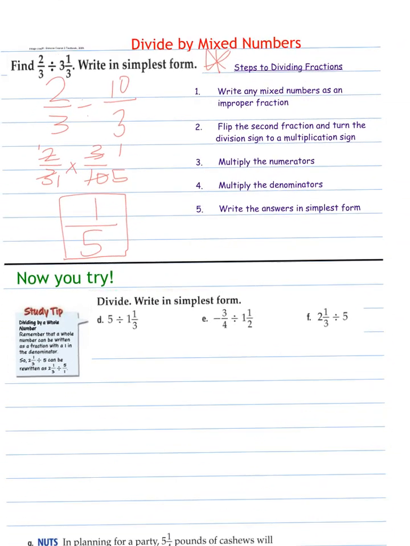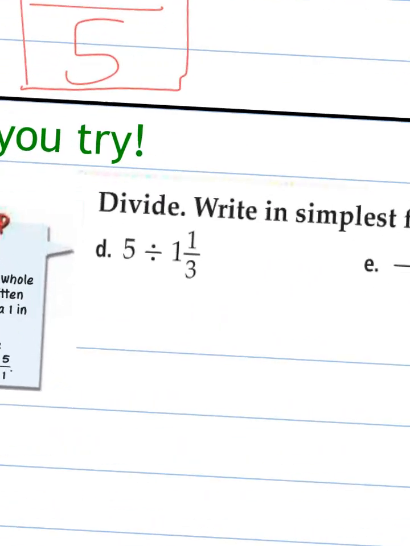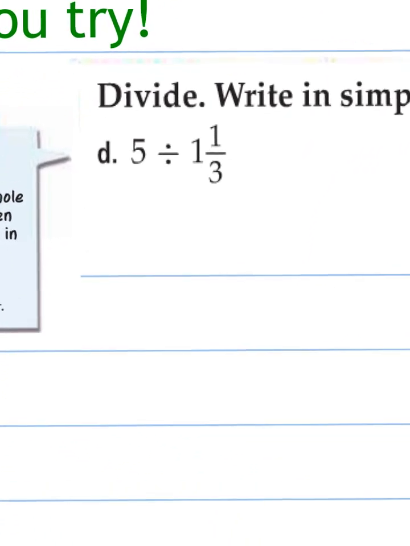Okay, here's a few for you to try on your own, and then we'll go through them together. First one here, 5 divided by 1 1/3. Let's turn the whole number into a fraction by putting it over 1. So we have 5/1 divided by 1 1/3 as an improper fraction is 4/3.